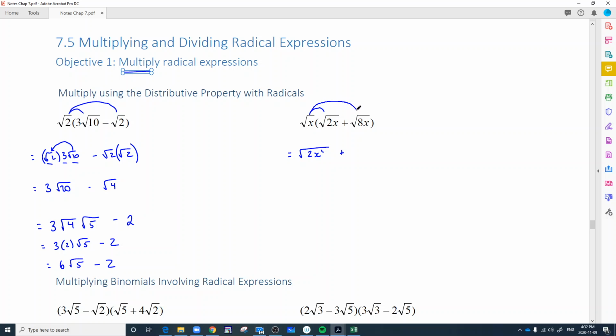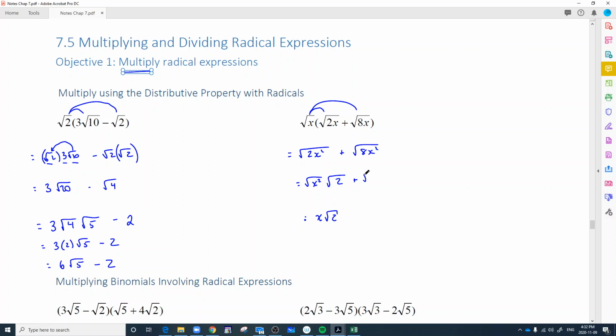Plus, again, you're going to distribute the square root through. You end up with the square root of 8x squared. Now you're going to simplify each radical. So 2 is prime, so it's going to go in the second bracket. The x squared is an even exponent, so it's a perfect square. The square root of x squared is x. I'm left with square root of 2.